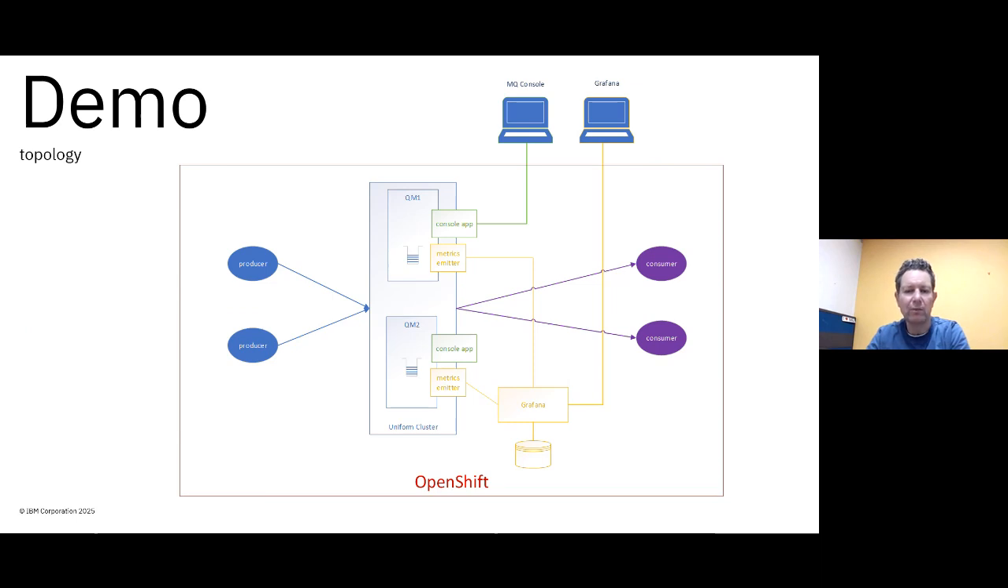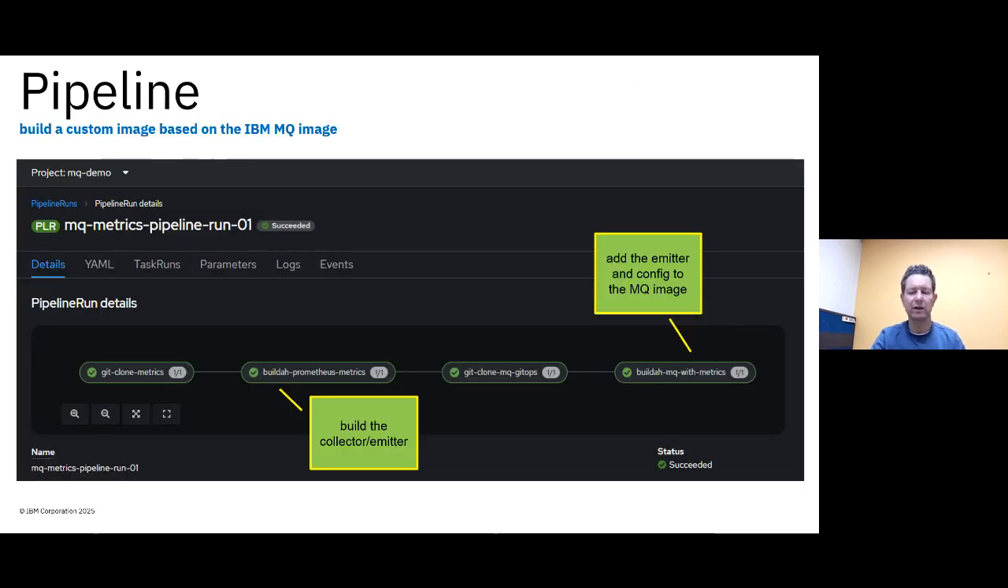So each pod or container in the OpenShift deployment has got a console application running, and we have the metrics emitter as well. And that's the open source one that Mark very kindly provides for us. That's feeding events into Grafana. So this is actually using Prometheus in this instance, but it could equally be OpenTelemetry, but it's Prometheus. And I'm going to just quickly walk through how I got that working with MQ.